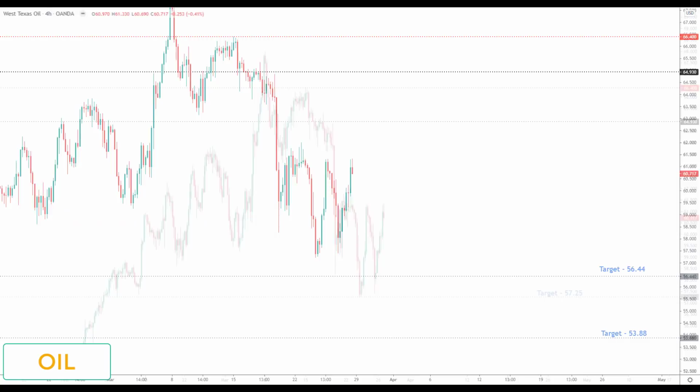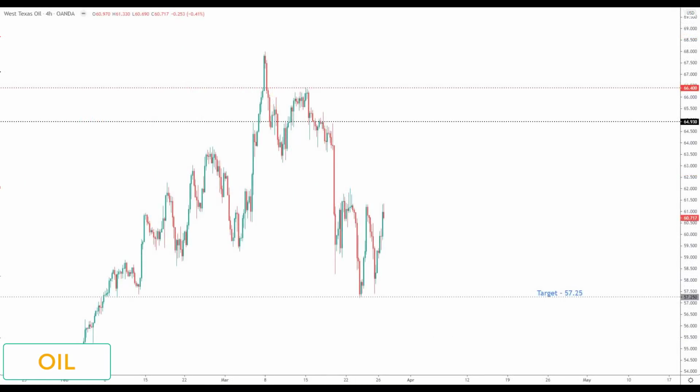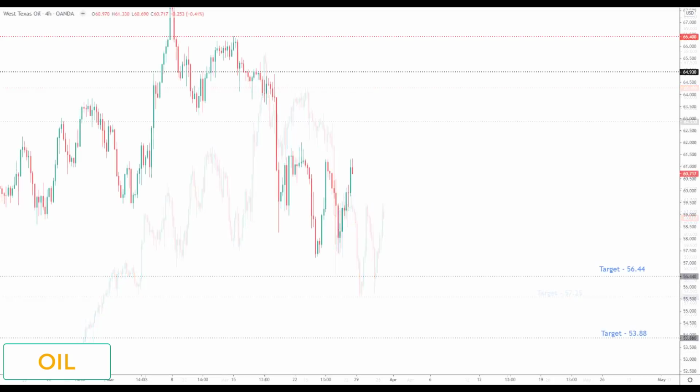Next is crude oil. Now last week we were looking for a decline into the 57.25. We did have a really nice sell-off into this area and we took this target out to the pip. Going into this week, I do still favour short positions in this market. We've started to correct. Any continued correction will simply be viewed again as another opportunity to look for short positions in this market down to the next key of support to the downside and the target set at the 56.44.